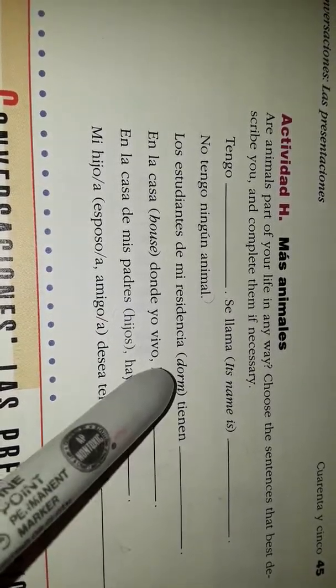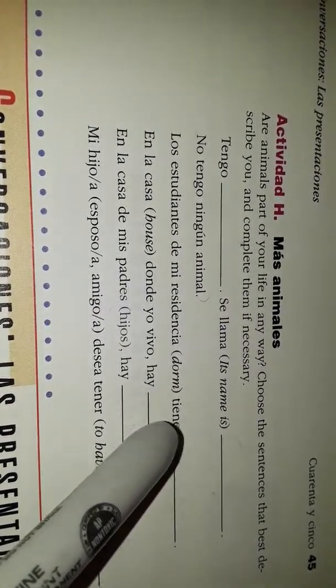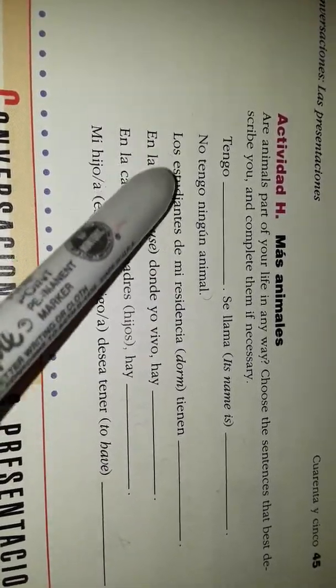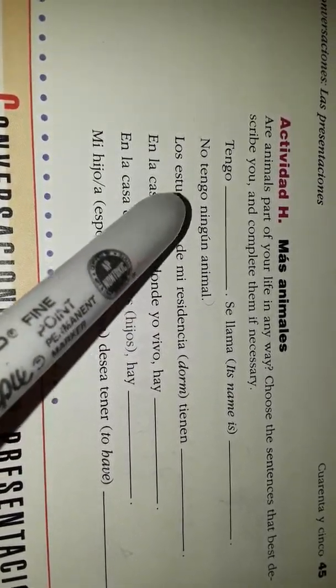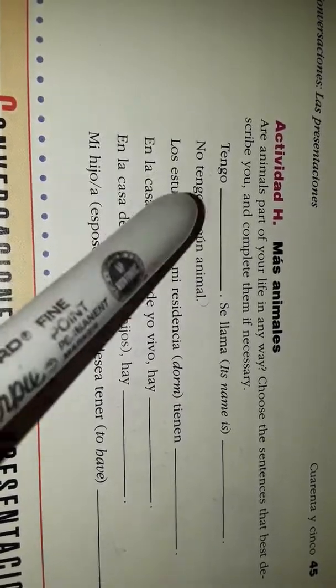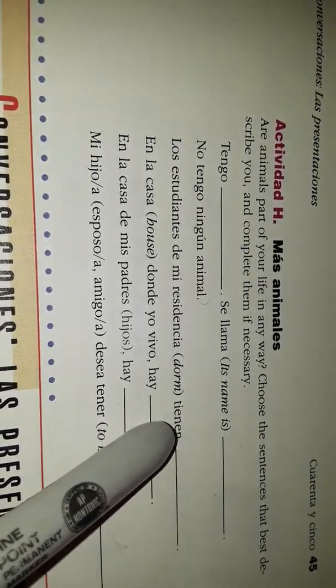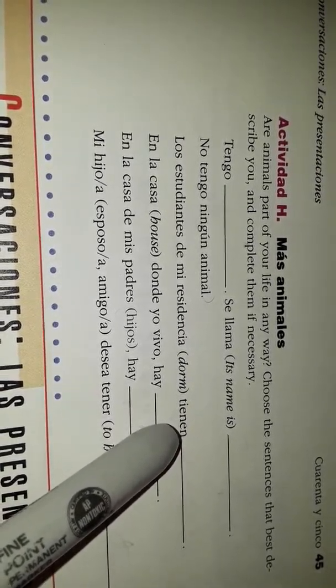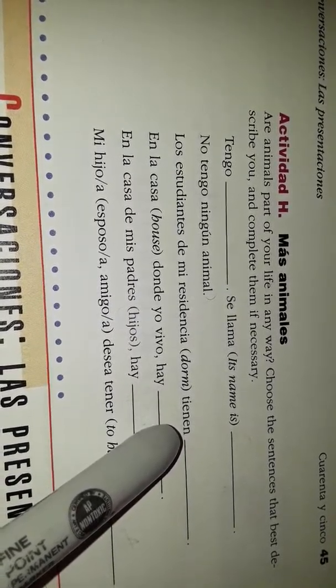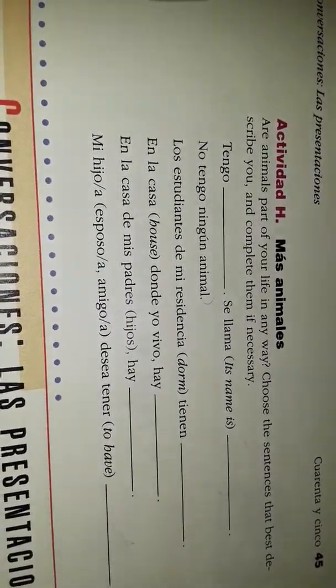Los estudiantes de mi residencia, that's a dorm. And hopefully you would know that this is students. The students, that means a group of males and females. In my residence, meaning the dorm. Tienen, that en is going with los estudiantes, which are a group of mixed kids, either boys and girls, okay? So it's the ellos form, which would be the plural third person, and you would have the en at the end, okay?